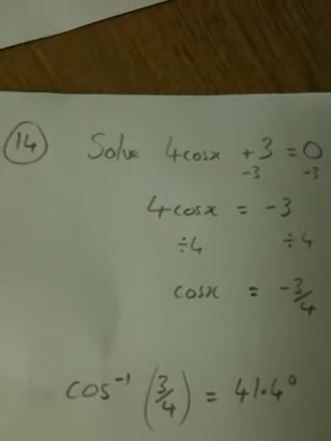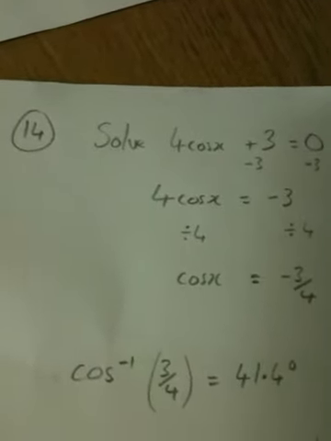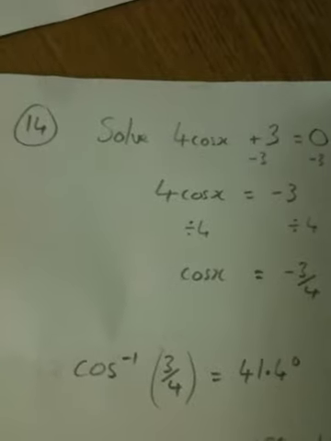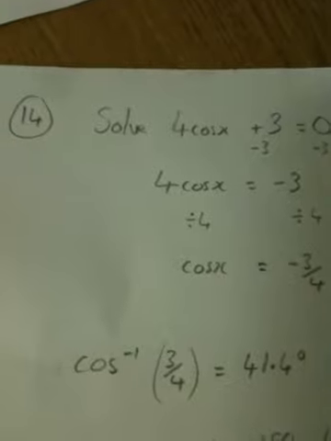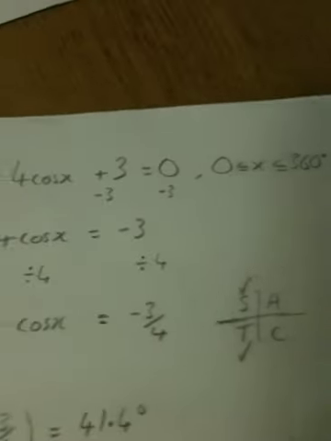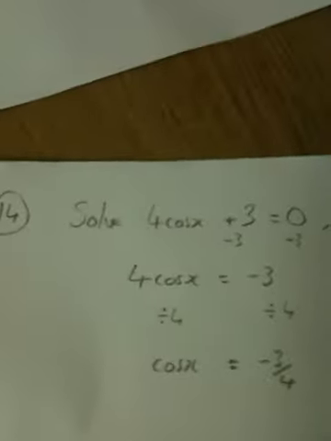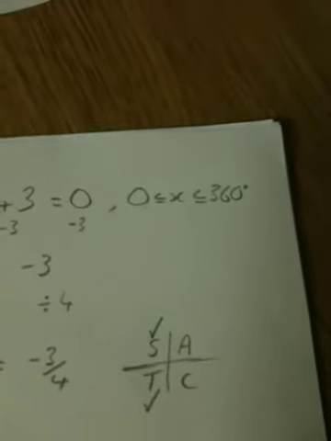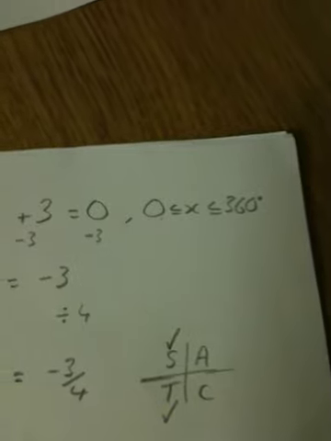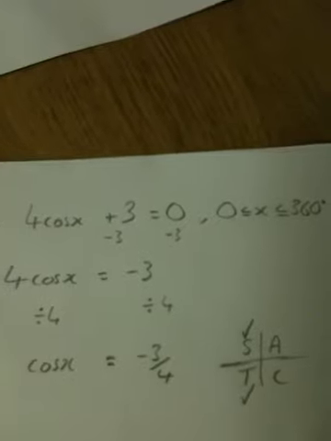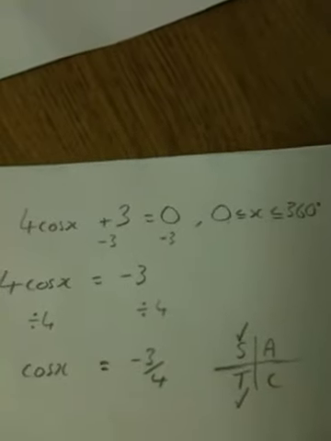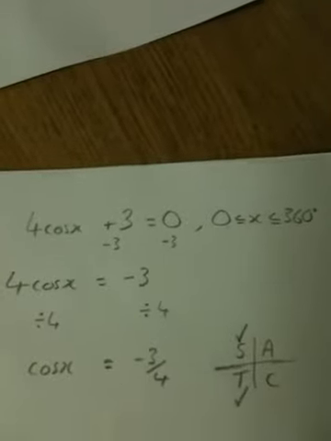The next step is to do cos to the -1 of 3/4. So we're ignoring the minus sign at the moment, we're just finding cos to the -1 of 3/4. After we've done that, because cos x is negative, we draw our ASTC diagram. We're looking in the second and third quadrant, the S and T quadrant, because cos is positive in the A and C quadrants and negative in the other two. So we're looking in the other two, which is the S and the T.